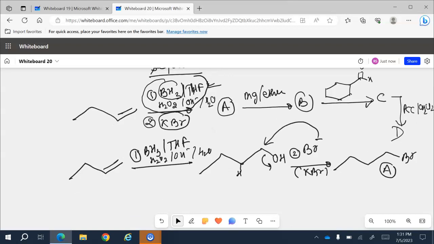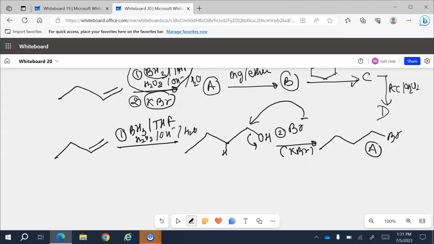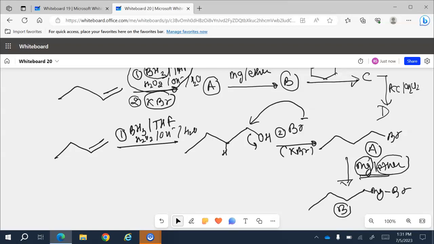Now this product A is reacting with magnesium and ether. See, alkyl halide with magnesium and ether. Of course, this will result in the formation of a Grignard reagent. You need to know that whenever you have alkyl halide reacting with magnesium in presence of ether, that will give you the Grignard reagent. So the result here in this case is magnesium inserted in the middle, MgBr. So that is our product number B.